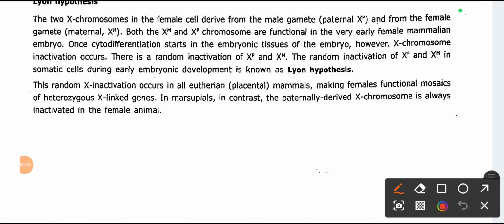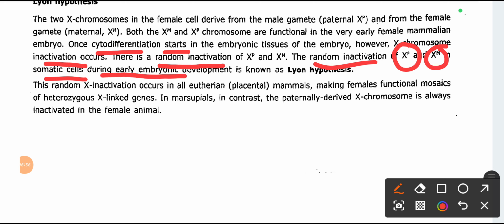Once cytodifferentiation starts in the embryonic tissue, X chromosome inactivation occurs. When cell differentiation starts, there is a random inactivation. We don't know which X chromosome, paternal or maternal, will be silenced. This random inactivation of XP, which is paternal, or XM, which is maternal, in the somatic cell during embryonic development is known as Lyon's hypothesis.